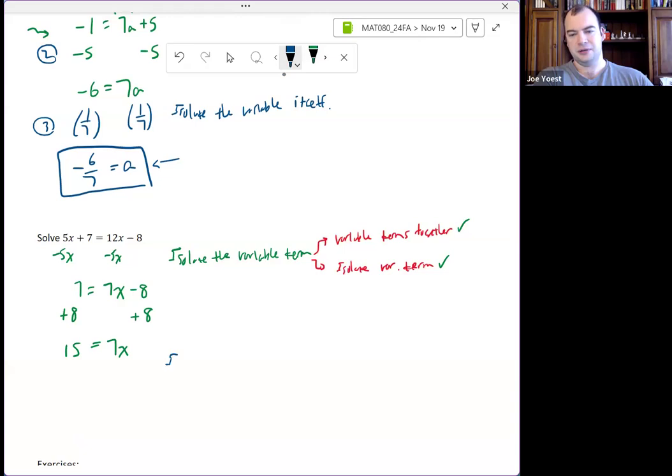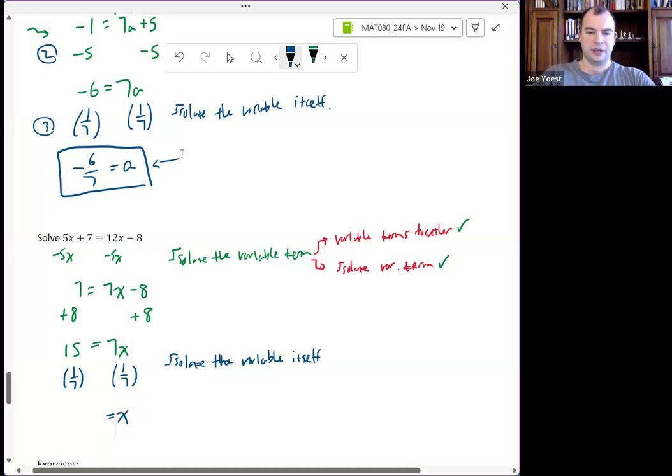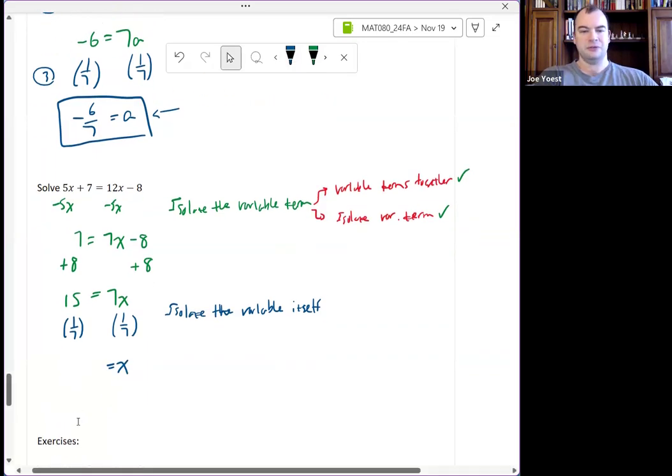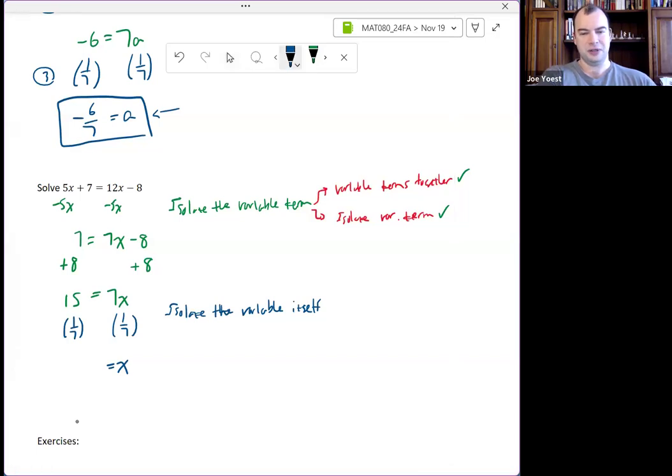And now I want to isolate the variable itself. I have 7 times x. 7's multiplied against the x. I want to multiply by the multiplicative inverse, 1/7, on both sides. 7 times 1/7 gives me 1. So I just have 1x, or just x, on the right. And 15 times 1/7 gives me 15/7.